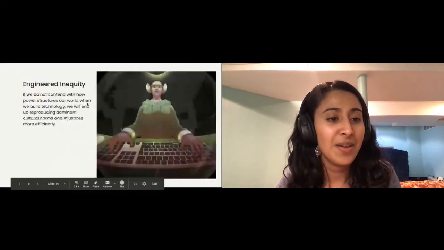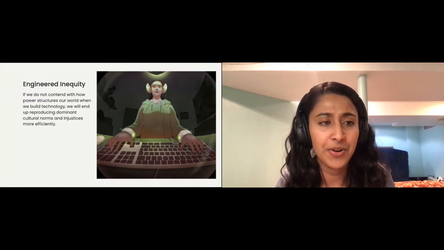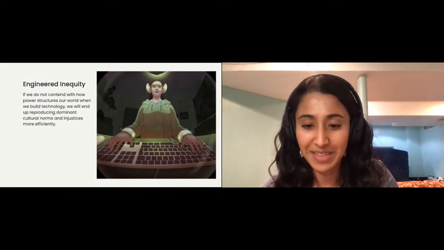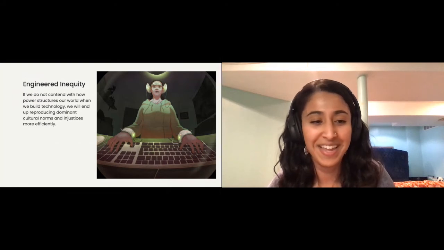So next, I want to go through a couple of different examples of technologies or technological tools that people have created that either reproduce certain social norms or inequalities, or ignore them, thus reproducing them, or try to help, but do it in a slightly flawed way.